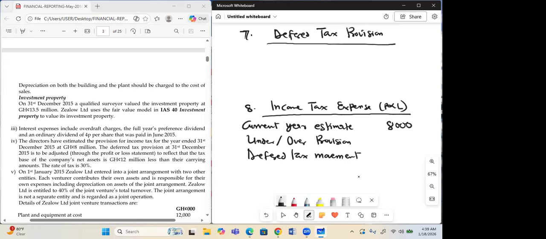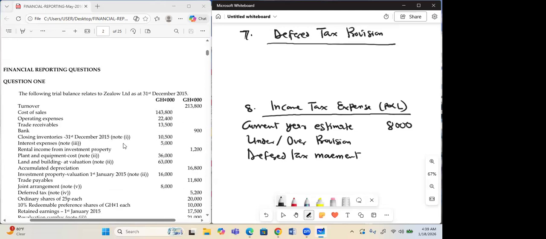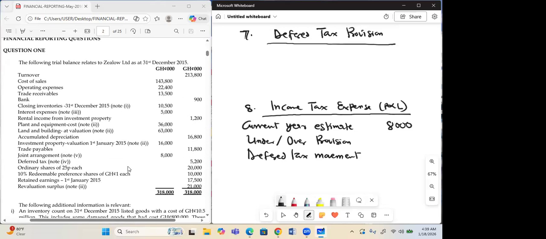The deferred tax provision as at 31st December 2015 is to be adjusted through the profit or loss statement to reflect that the tax base of the company's net assets is 12 million. So go to the trial balance. Whether they've given you something on income tax or deferred tax, if you see income tax, mention it. If you see deferred tax, mention it.